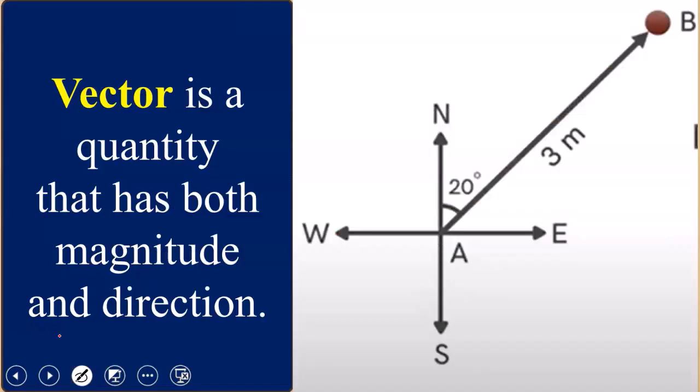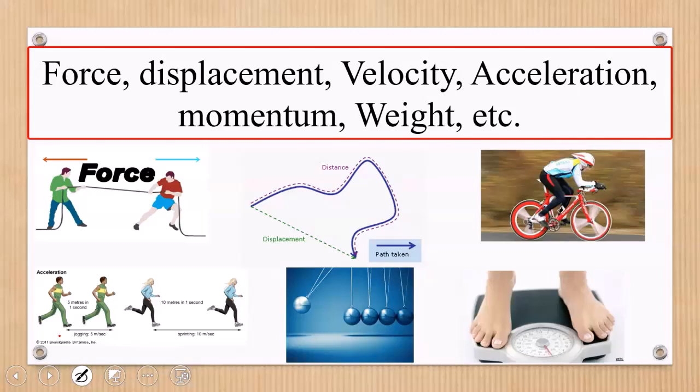Those that are called vector quantities have both magnitude and direction. For example, force. Force has both direction and magnitude because we can measure it with some amount and we can also know the direction it goes. We have displacement, velocity, acceleration, momentum, weight, and so on. All these physical quantities have both magnitude and direction.